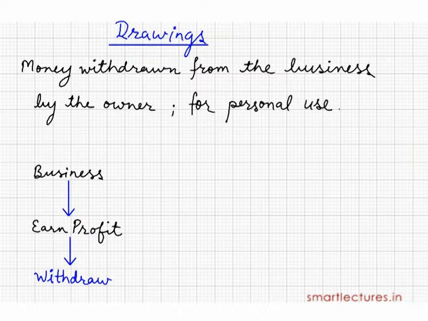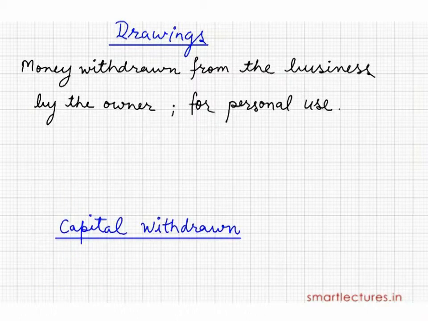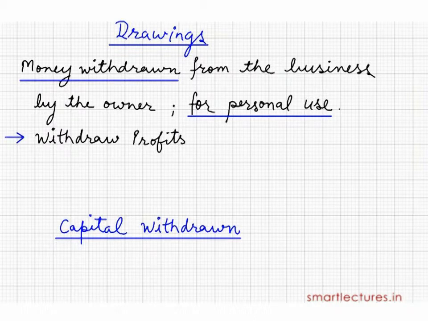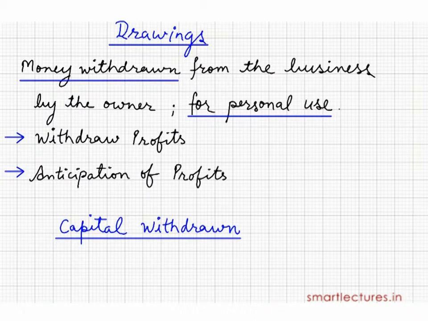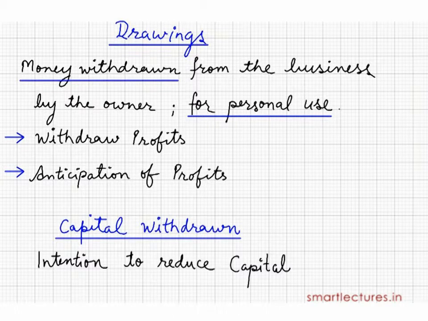Be careful. There is a difference between drawings and capital withdrawal. Drawing means to withdraw money from the business to meet personal expenses, or to withdraw the profits, or to withdraw money in anticipation of profits. That's called drawings. But if the money is withdrawn from the business with the intention to reduce the capital, if the partner or the owner feels that there is too much capital in the business and he wants to reduce it and he withdraws money, that is called capital withdrawal.